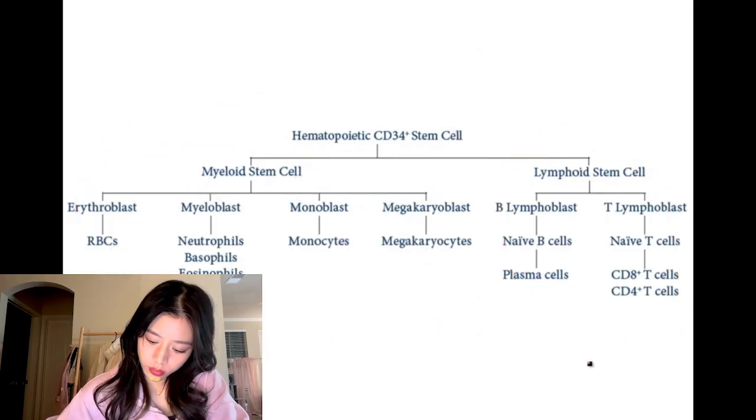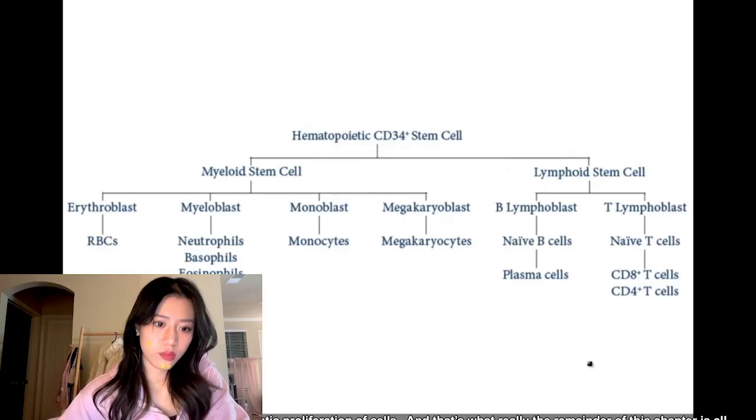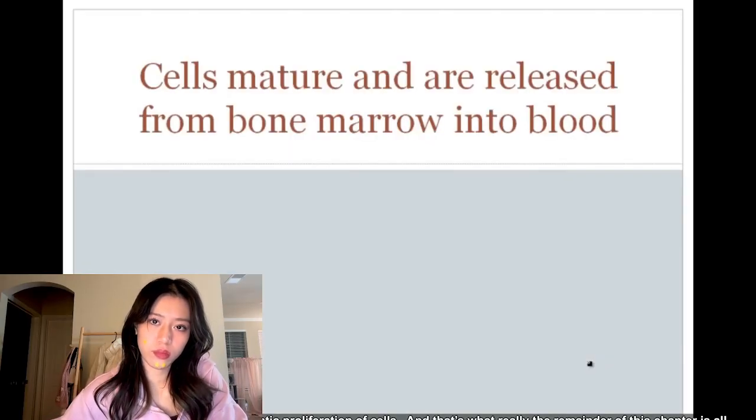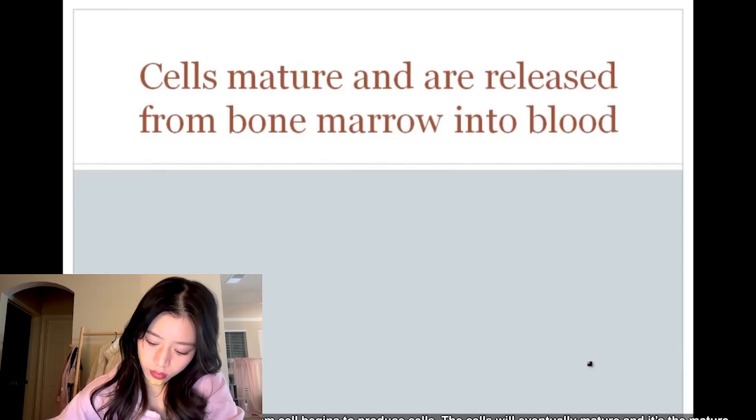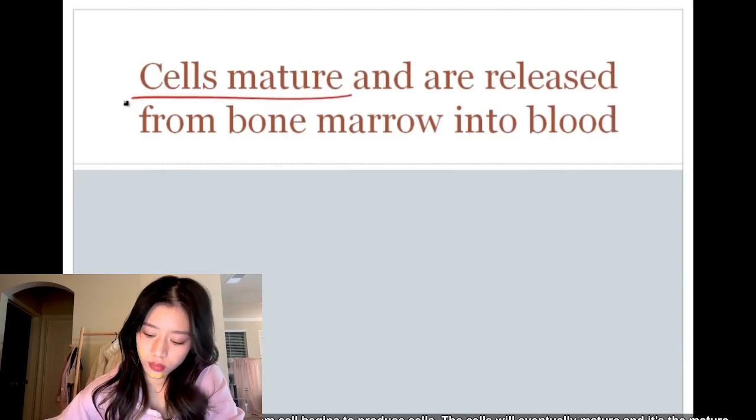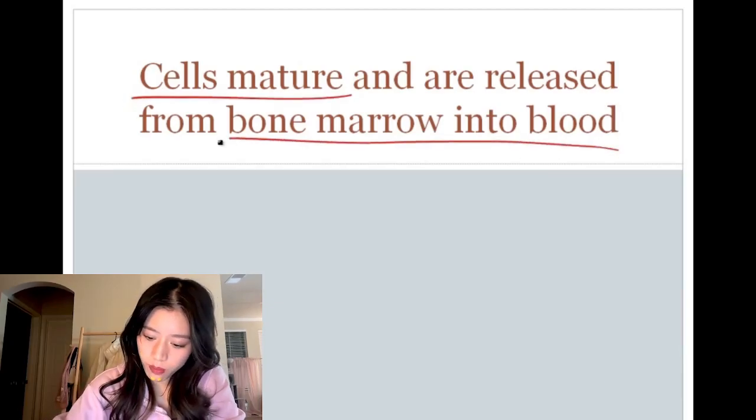Now, some of the problems that can occur with hematopoiesis is that we may get a circumstance in which we overproduce cells or underproduce cells or have a neoplastic proliferation of cells. And that's what really the remainder of this chapter is all about. Again, the cells mature as the hematopoietic stem cell begins to produce cells. The cells will eventually mature, and it's the mature cells that are released from the bone marrow into the blood. I think that's fairly obvious.